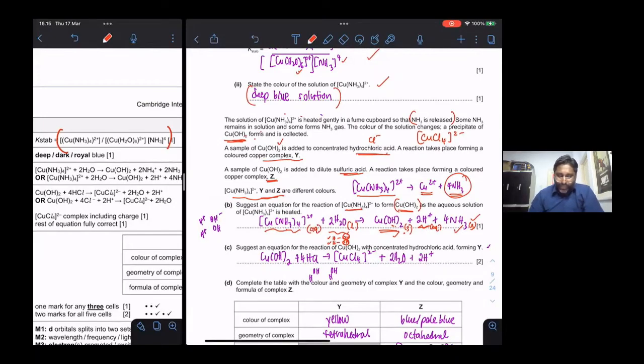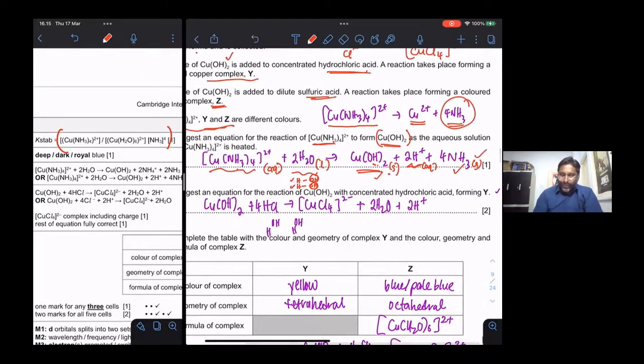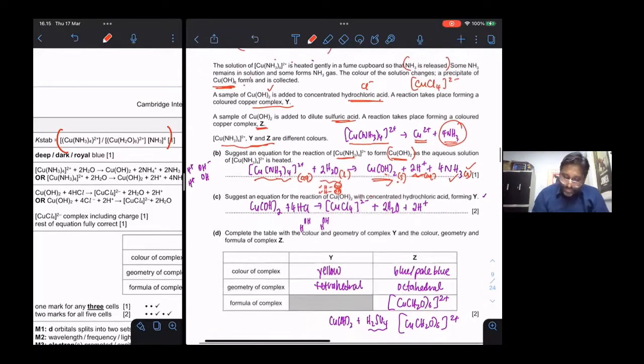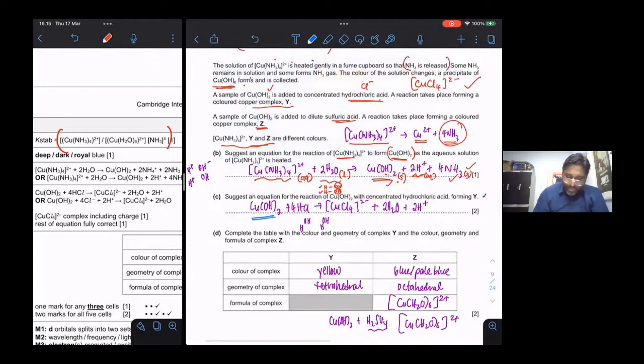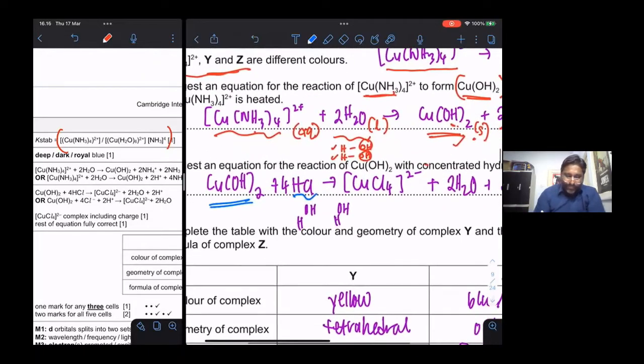Now suggest an equation for the reaction with concentrated hydrochloric acid. This one I told you they are going to form this. So you just need to write a ligand exchange. You are going to react with the 4HCl, and then you see the 4Cl will come in. So CuCl4.